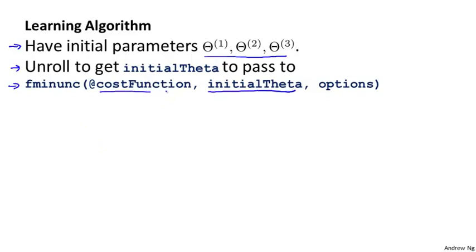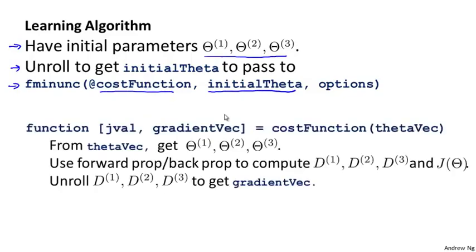The other thing we need to do is implement the cost function. Here's my implementation of the cost function. The cost function is going to be given its input thetaVec, which is going to be all of my parameters in the form that's been unrolled into a vector. So the first thing I'm going to do is use thetaVec and the reshape function, pulling out elements from thetaVec and using reshape to get back my original parameter matrices theta1, theta2, theta3. So these are going to be matrices that I'm going to get.